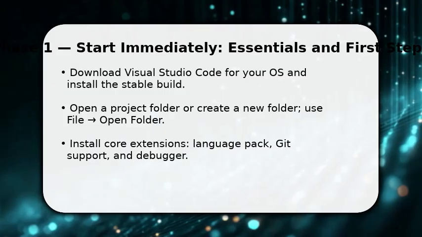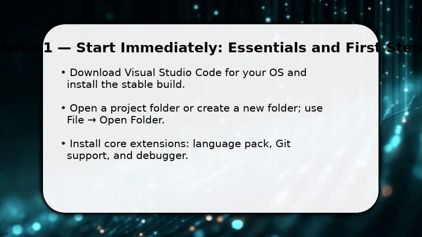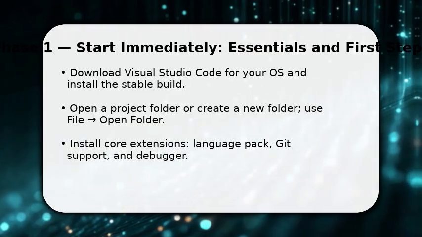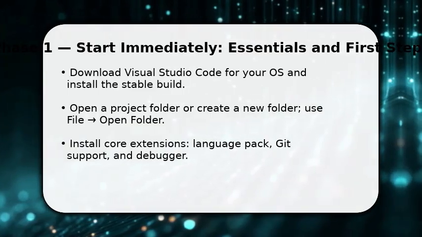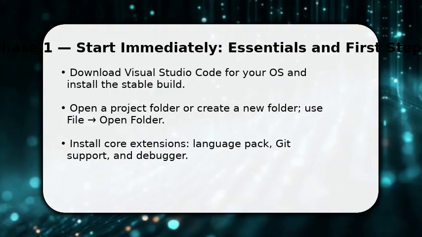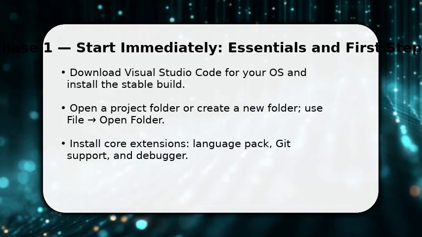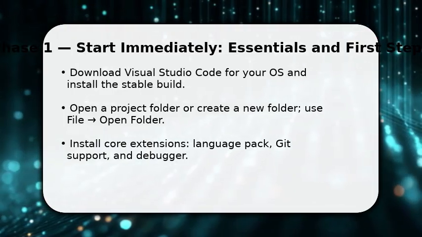You start by installing Visual Studio Code and then opening the folder that contains your project files. Once done, install 3 essentials: the language extension for your stack, Git integration, and a debugger extension. Make sure to restart the editor after extensions finish installing so they activate.